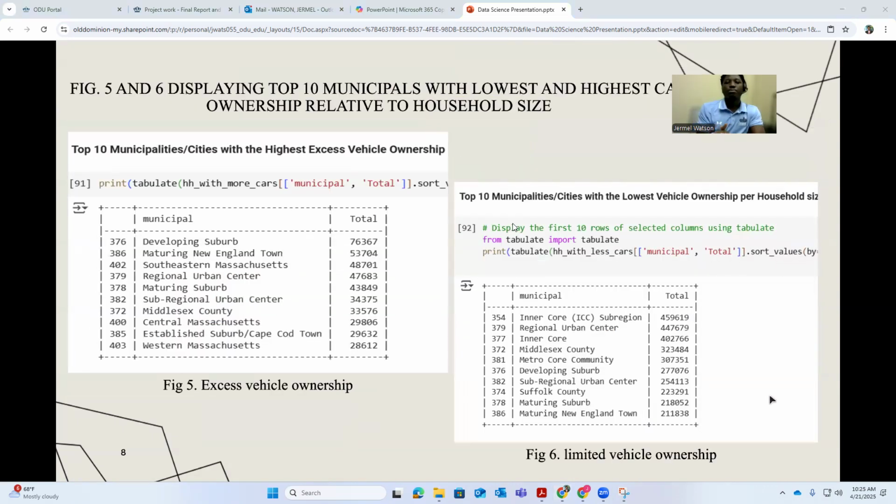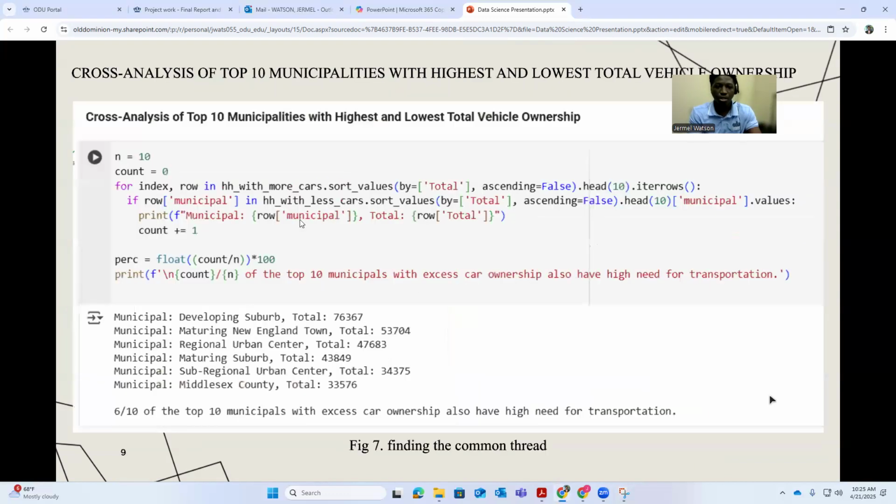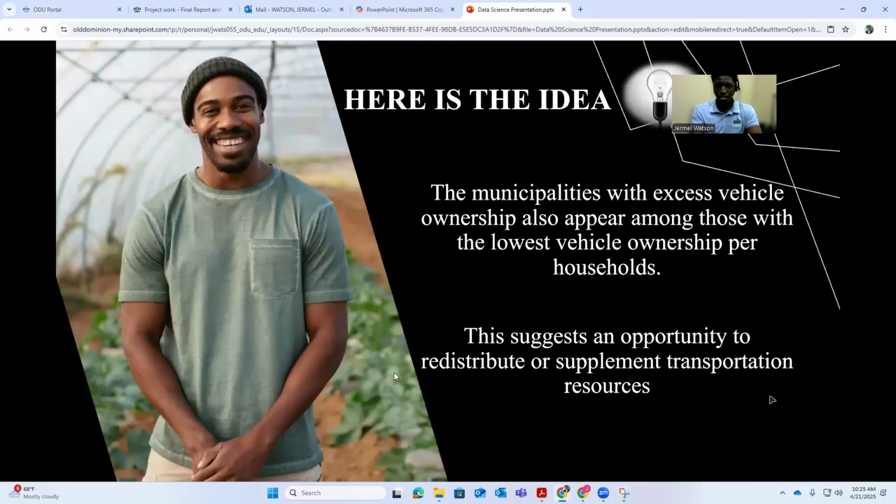Here we're displaying the top 10 municipalities with lowest and highest car ownership relative to their household size. We do this because we can then do a cross analysis of the top 10 municipalities. Here we see that 6 out of the 10 municipalities with excess car ownership also have a high need for transportation. Here's the idea: the municipalities with excess vehicle ownership also appear among those with lowest vehicle ownership, which suggests that we can redistribute or supplement these transportation resources.